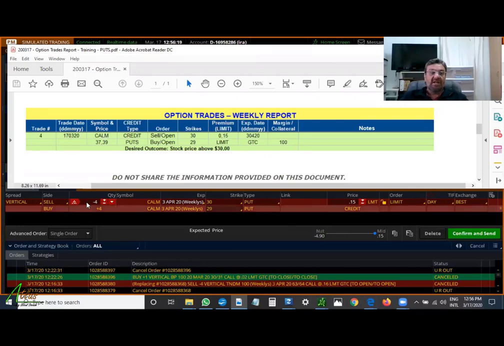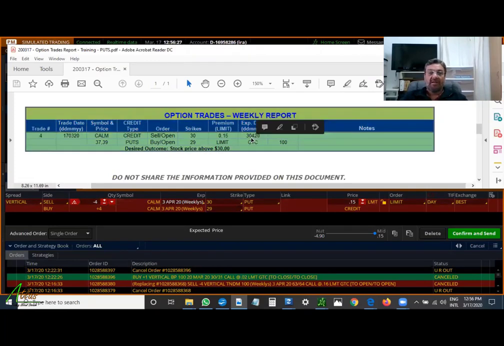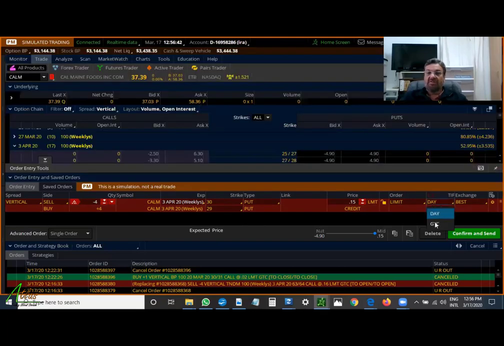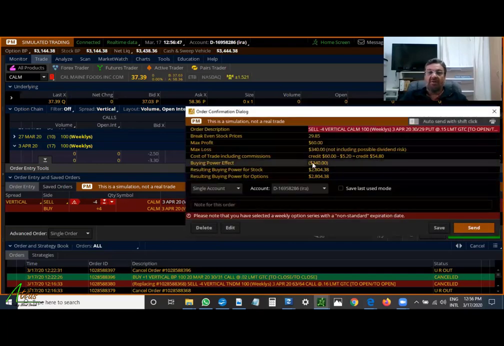So let's just check 4 contracts, because I want to put 4 contracts. CALM, April the 3rd, okay, is here. This is a put. Here are puts, 2 puts, because 2 legs. This is a vertical spread. 15, this is the premium. This is going to be a credit, not a day order, but GTC, okay? So in this case, okay, here we have the same as we had in another video.